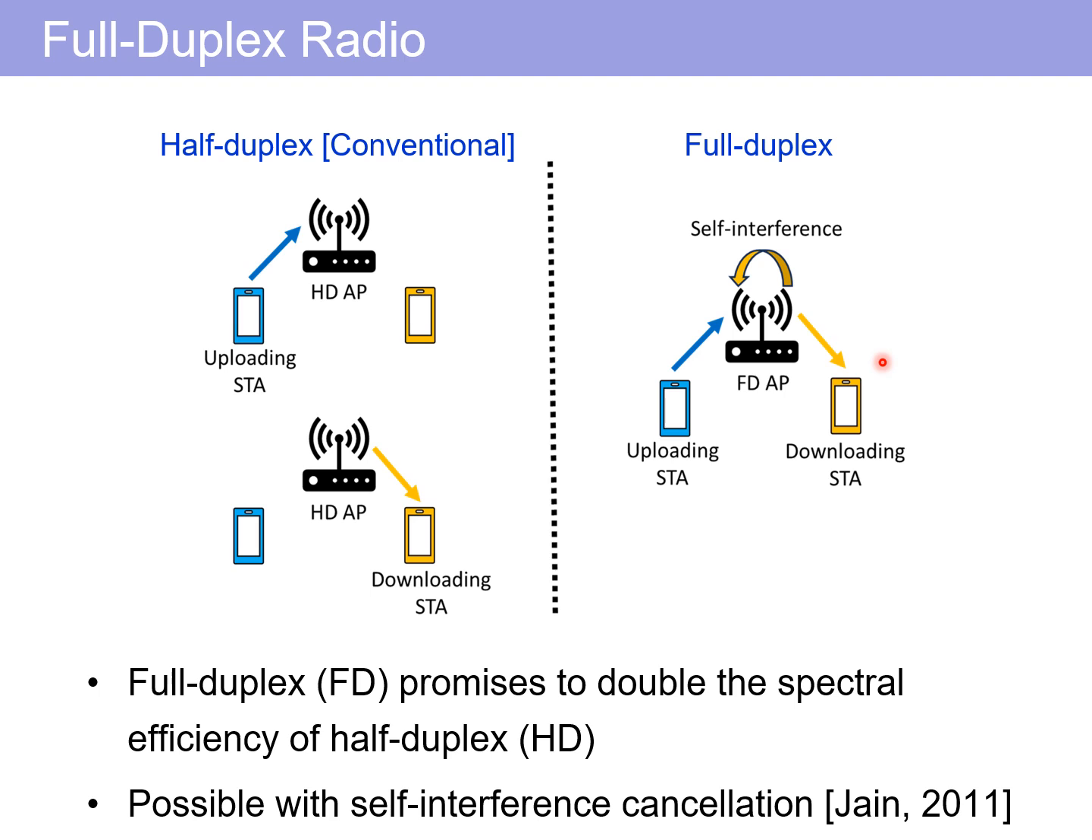The power of the signal that the AP is transmitting in the downlink is many orders of magnitude greater than the power of the signal that it is receiving in the uplink. Therefore, the signal that the AP is transmitting causes self-interference at the receive antenna of the AP. However, in the literature, it has been shown that with sophisticated analog and digital signal processing techniques, up to 80 to 100 dB of self-interference can be cancelled, making FD possible in practical scenarios.